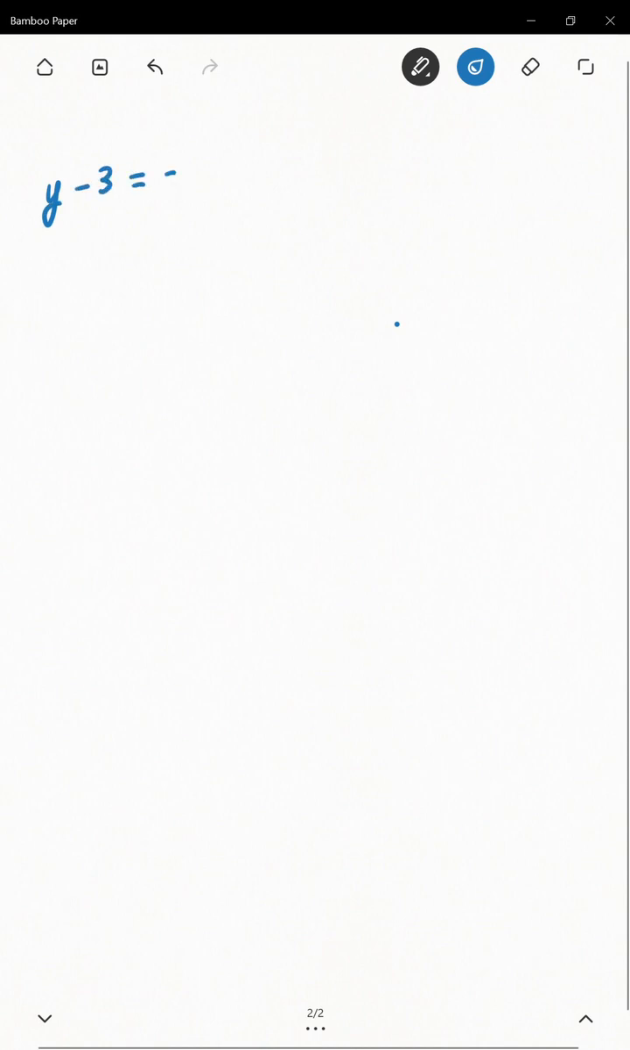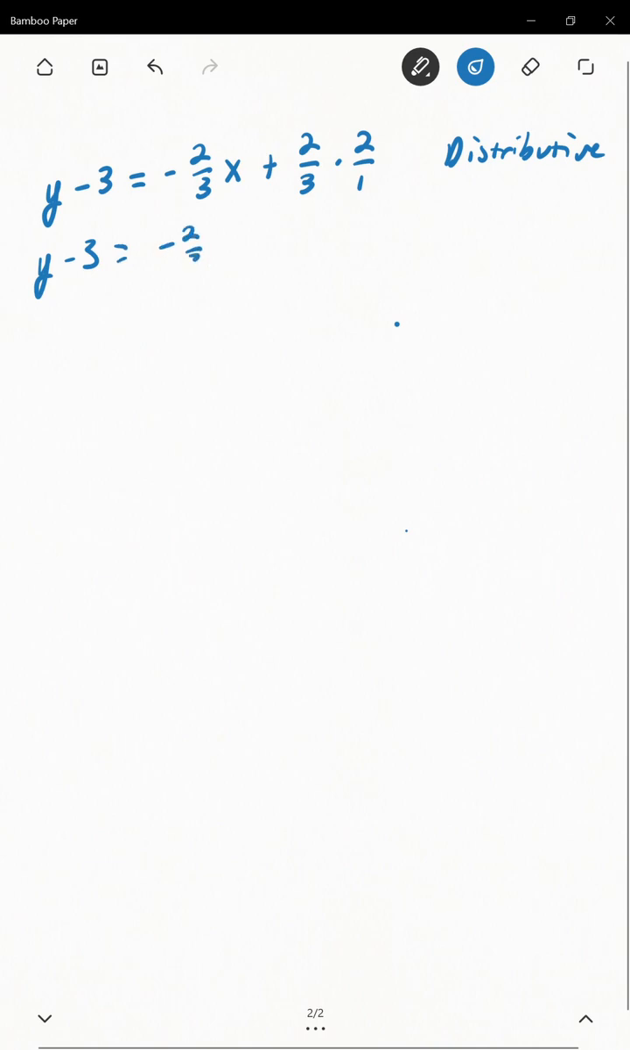Yes. Brilliant. Okay, so we had y minus 3 is equal to -2/3 x plus 2/3 times 2 over 1, because distributive, which we can simplify, so I'm going to leave this side alone. Y minus 3 equals negative 2/3 x plus 2 times 2 is 4, 3 times 1 is 3, so plus 4/3.